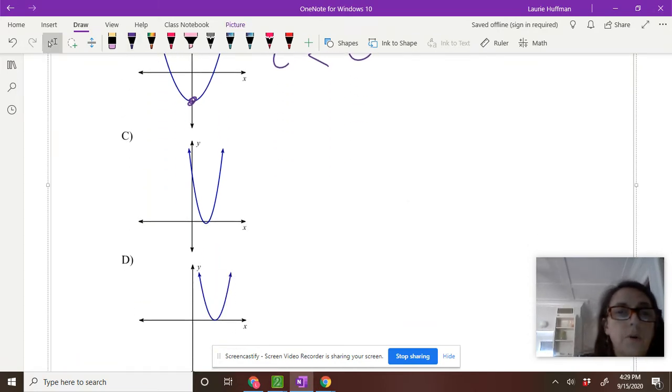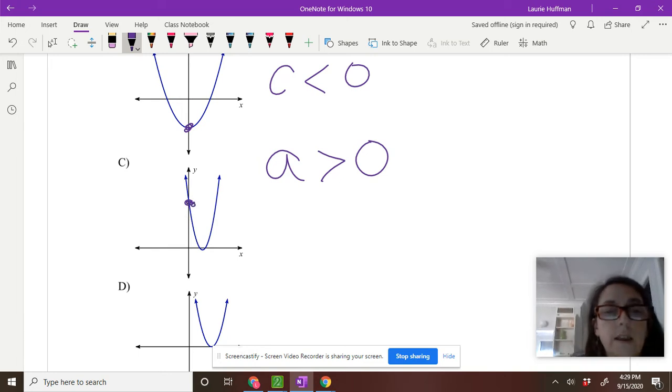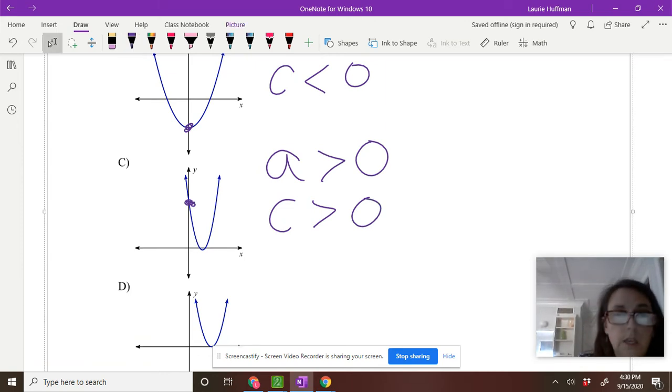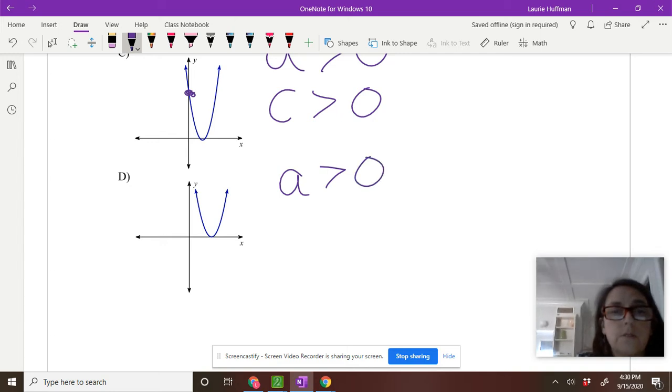On this third example, the parabola opens up, so A is greater than 0, and my y-intercept is right there, which would be a positive number, so C is greater than 0. Right now I don't have the equation, I'm just using the interpretation. And then in this last example, the parabola opens up, so that means A is greater than 0. I don't see the y-intercept on the graph. It hasn't happened yet, but I know if I would keep following this graph, eventually it would cross the y-axis, but above 0. So C is positive.